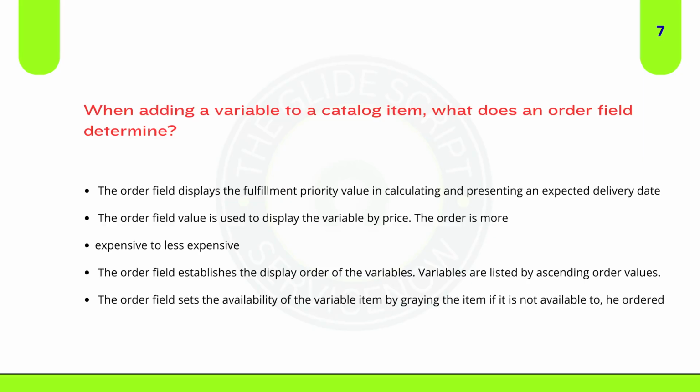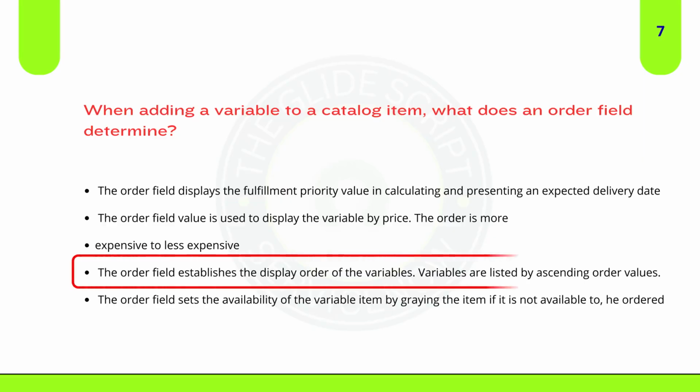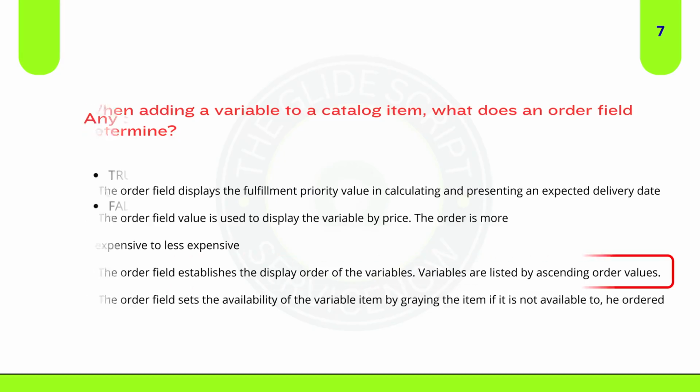Next, when adding a variable to a catalog item, what does an order field determine? Orders are listed in ascending order. When you are creating variables, you always give the order value. Like if you start from 100, 200, 300, 400, the variables will be displayed on the basis of order value in ascending order. So the order field establishes the display order of the variables. The option number 3 is the correct one in this case.